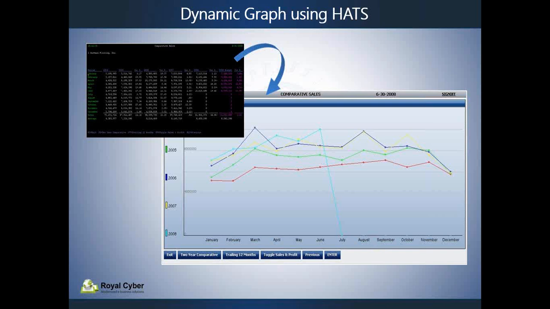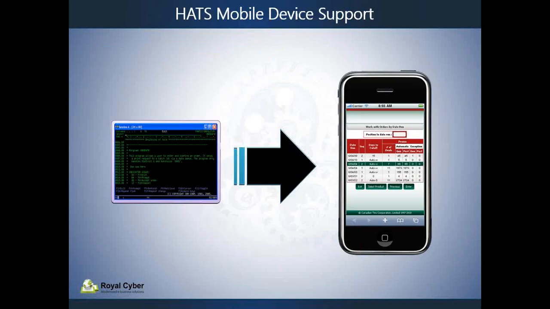As you can see in this slide, HATS can also generate a mobile version of the green screen application for particular devices, and we can also have a generic solution as well.